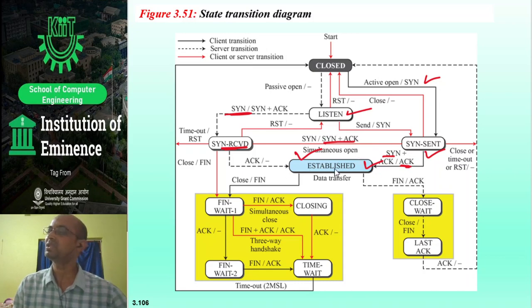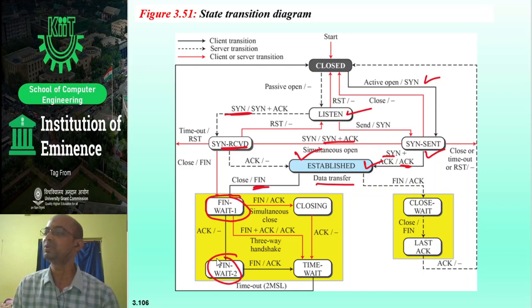Now once the data transfer takes place in the established stage and the data transmission is completed, then anyone can send FIN; let's start with the client. It sends FIN, meaning I have no further data, so I want to finish it. When it sends, it enters FIN wait 1, and if it receives the acknowledgement, it enters FIN wait 2.